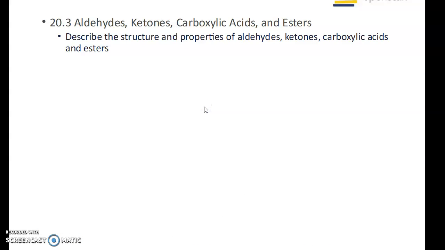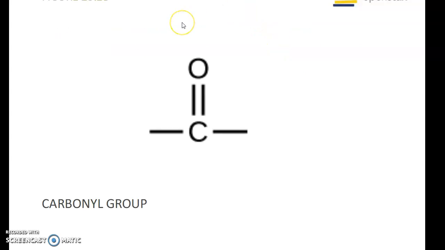Okay, now we're talking about aldehydes, ketones, carboxylic acids, and esters. These are all grouped together because of one common group. Each of them has something called a carbonyl group, a C double bond O, bonded to 2 other things, right? And that could be a hydrogen, it could be an oxygen, it could be carbon, all sorts of different things that could be bonded here. But if it's a double bond O here, this is a carbonyl group.